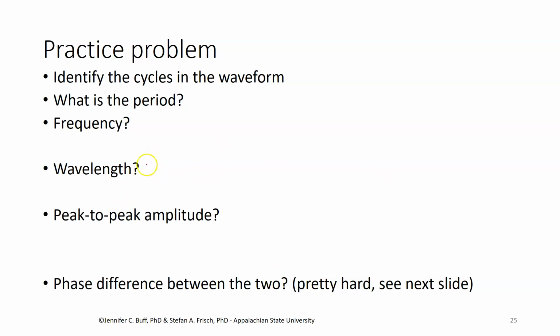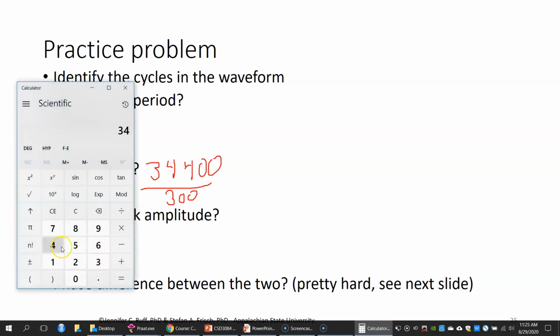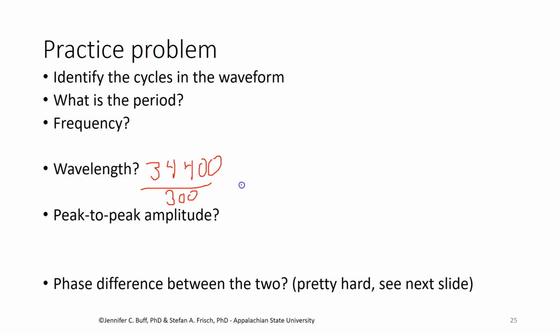So wavelength would be 34,400 divided by 300, which is 115 centimeters.